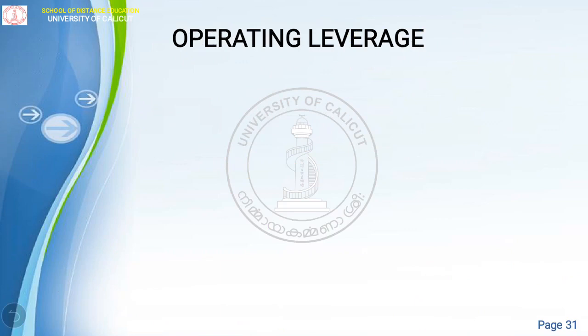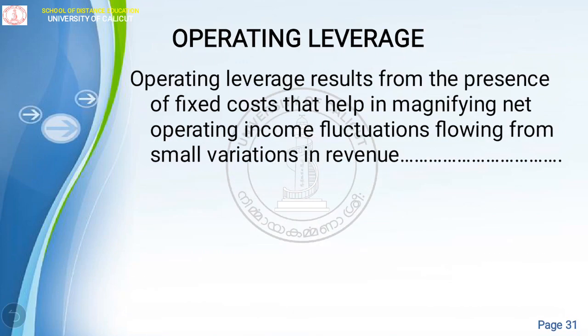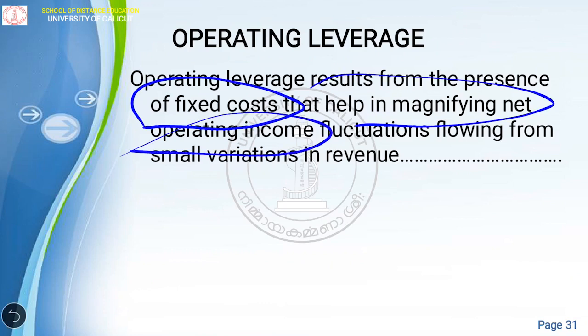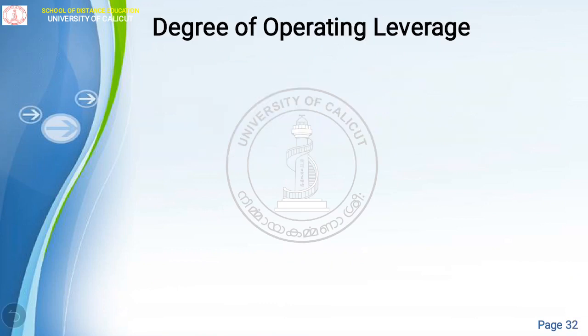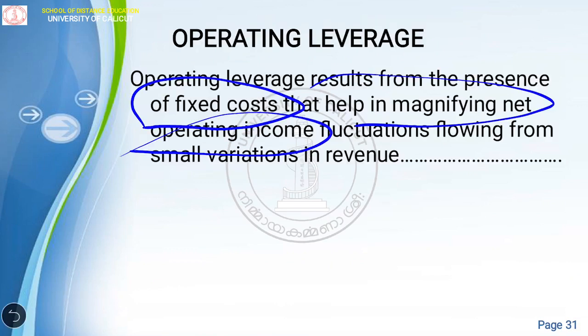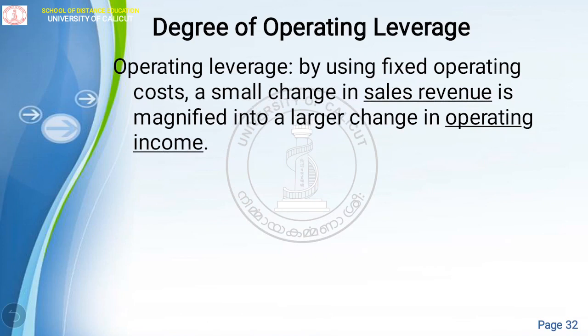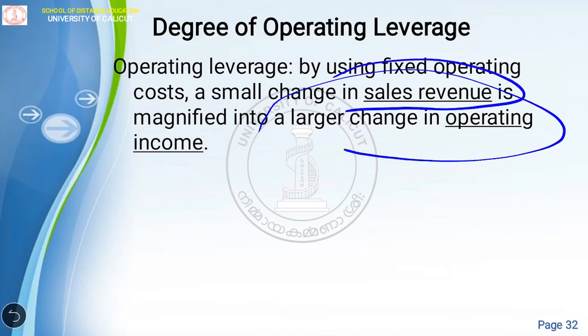The second concept is operating leverage. Operating leverage results from the presence of fixed cost. Here the fixed cost helps to magnify net operating income fluctuations flowing from small variations of revenue. So the degree of operating leverage can be calculated here. Operating leverage is using fixed operating cost so that a small change in sales revenue magnifies into a larger change in operating income. This is the condition of operating leverage.